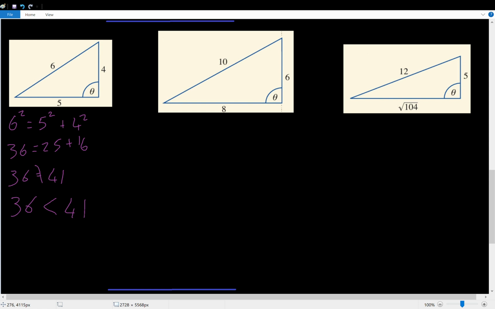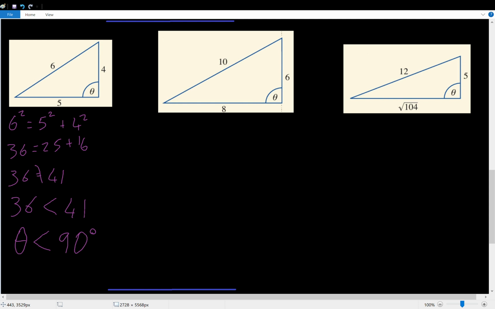But further to that, we're able to give an idea of what size the angle marked theta is. Theta in this case is actually less than 90 degrees. And the reason for that is that the square of the hypotenuse, this 6 squared is 36, was smaller than the sum of the squares of the other two sides. It was smaller than what we had on the other side of the equation. So that means that this angle here is less than 90 degrees.